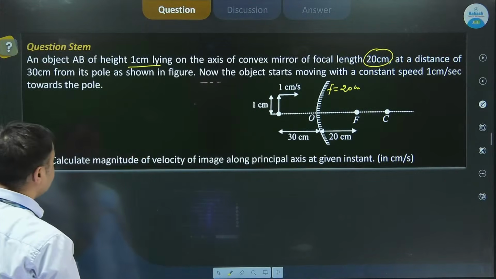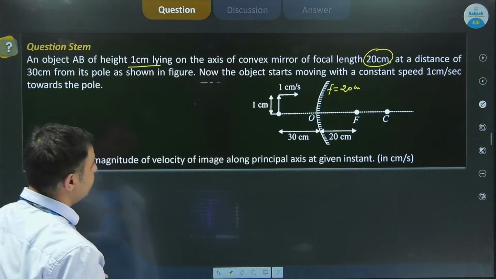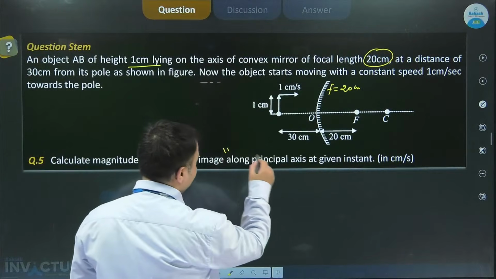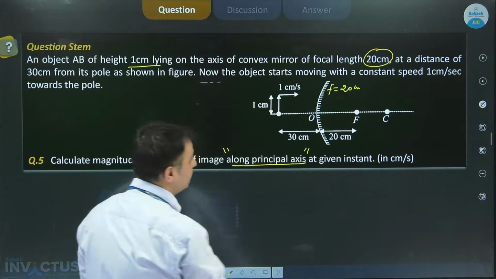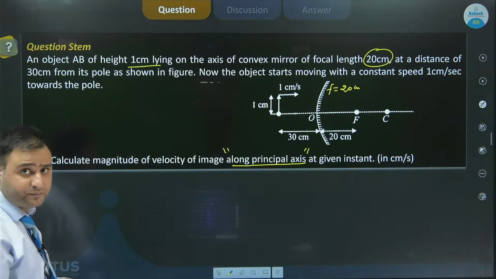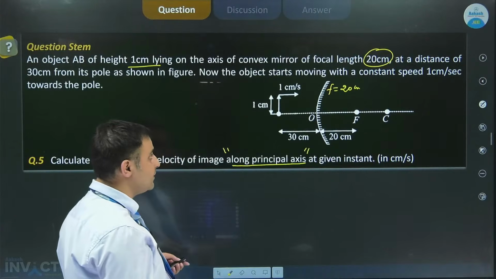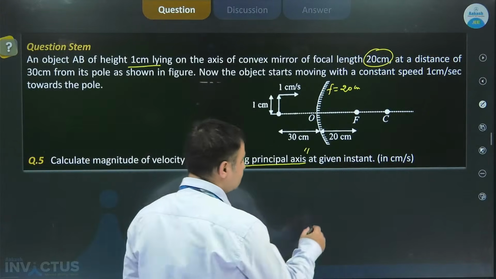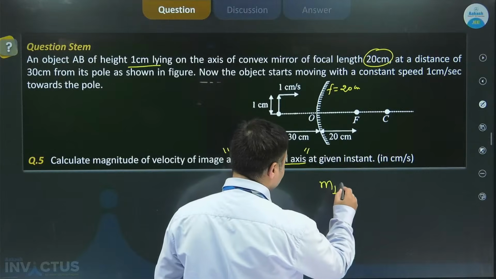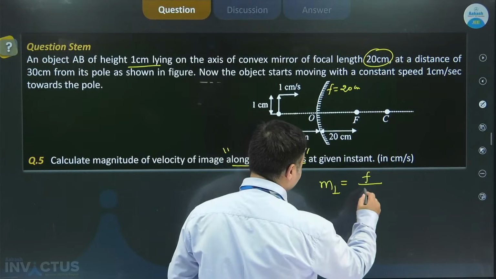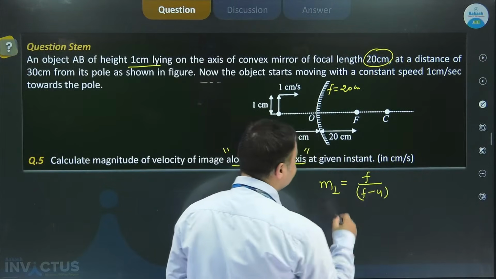Now what is it asking for? Calculate the magnitude of velocity of image along the principal axis. Along the principal axis. Okay. All right. So first of all, I am calculating the transverse magnification for this mirror. So transverse magnification is given by f upon f minus u.